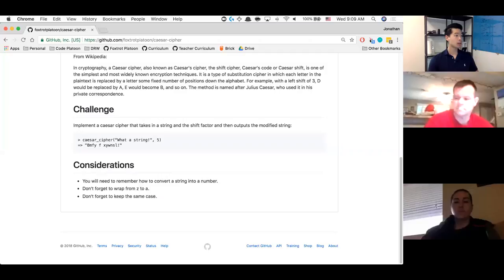So when I give you "what is string" and I tell you to move forward 5, it turns it into this completely nonsensical text that your teachers in school probably don't know how to read. That's the goal when you're writing a very basic cipher like this. So we'll write it first. We'll do it in Ruby today because we did a JavaScript one yesterday.